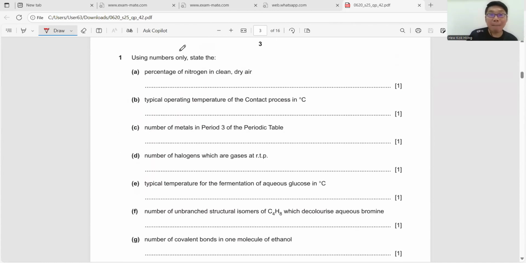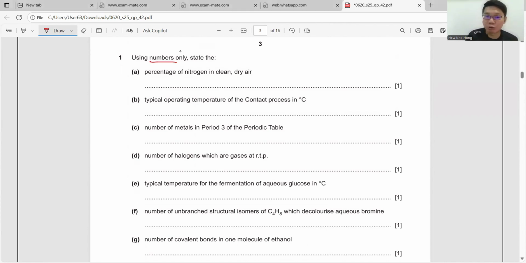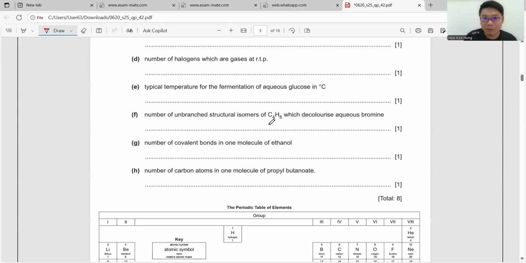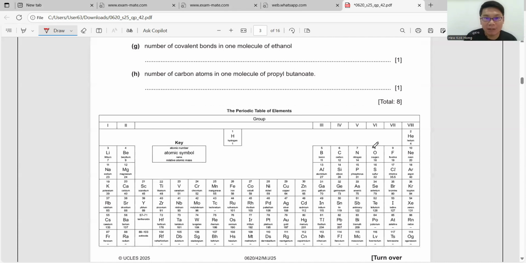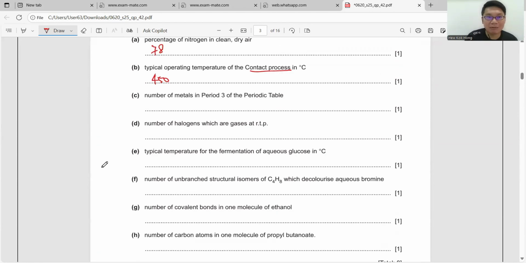Question 1. Using numbers only, state the percentage of nitrogen, which is actually the highest percentage: 78%. Typical operating temperature of the contact process is 450 degrees C. Number of metals in period 3: we refer back to the periodic table. Period 3, 1, 2, 3. How many metals? 1 metal, 2 metals, 3 metals. So we have 3 metals here.